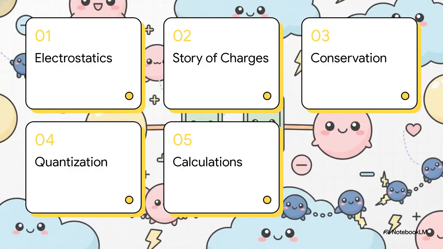To make sure we cover your annual teaching plan and exam guidelines perfectly, here is our detective checklist. 1. What is electrostatics? 2. The story of charges. 3. Contact and conservation. 4. Charge quantization rules. And 5. Calculating the electron jump.